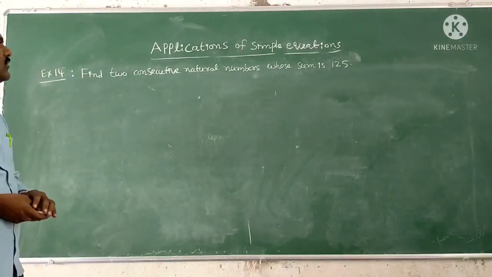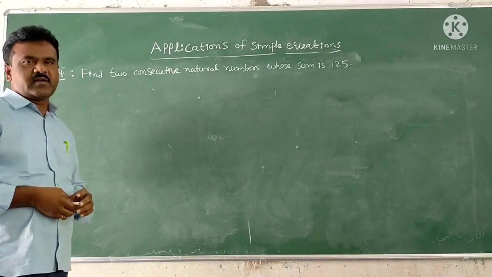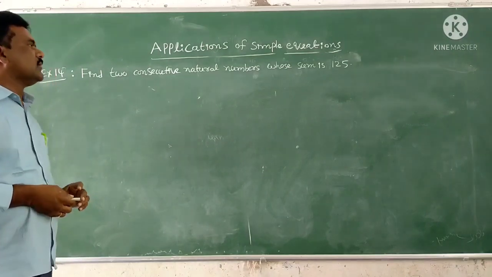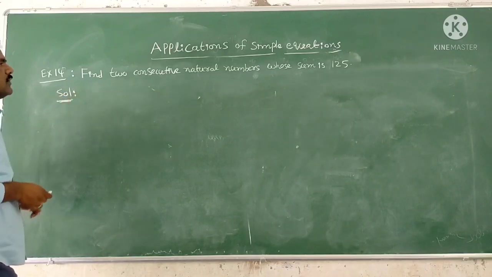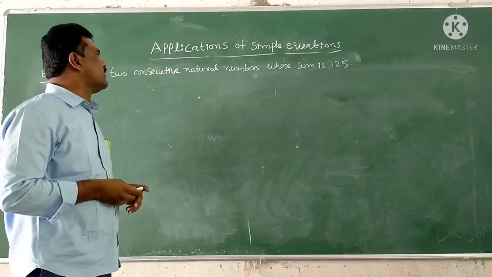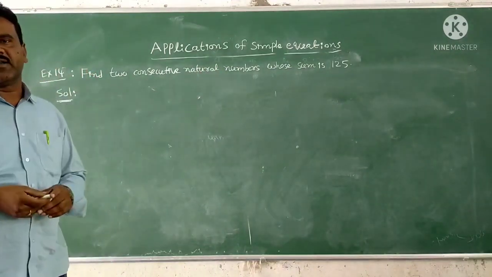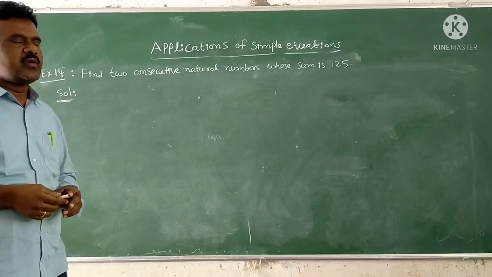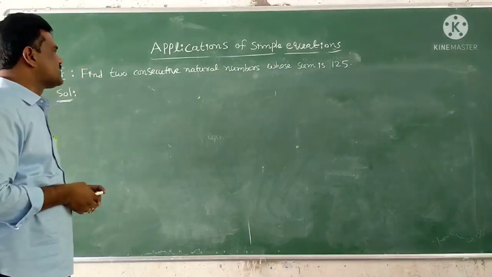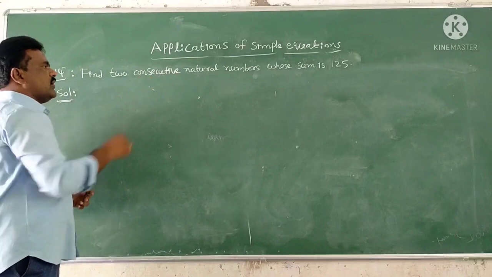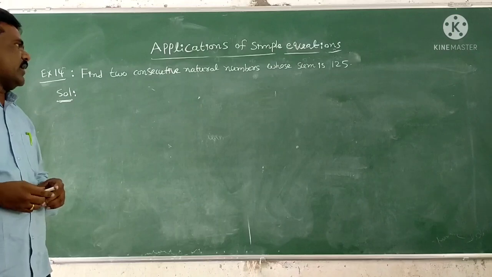First step is, what is the first step? Find what is given and what is required. Here, what is given? The sum of two consecutive natural numbers is given. The sum is 125. What is required? Two consecutive natural numbers are required.